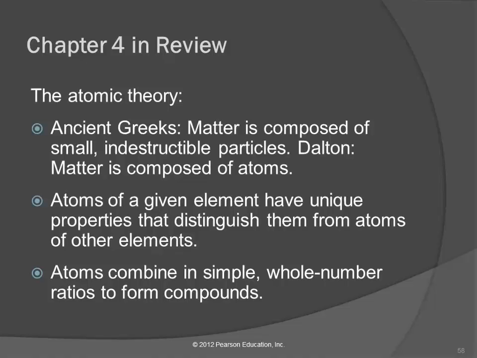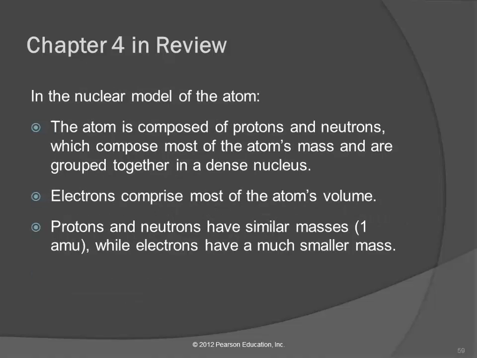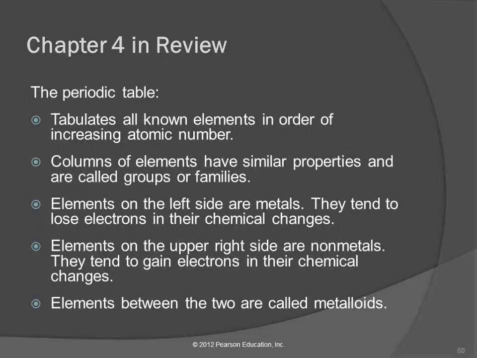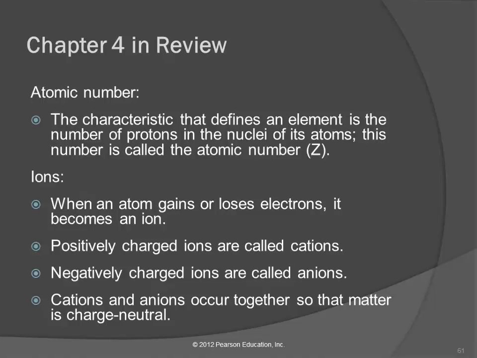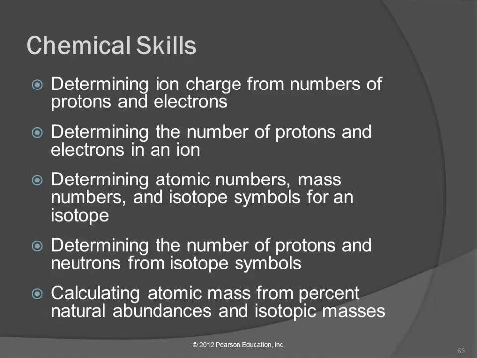So here's the end of chapter 4. Just kind of a summary of the different things that are covered in that chapter. Chemical skills. So the previous ones were things you should know, and these are things you should know how to do. So determining ion charge from the numbers of protons and electrons. Determining number of protons and neutrons from isotope symbols. We did those things in class. And that's the end of the chapter.